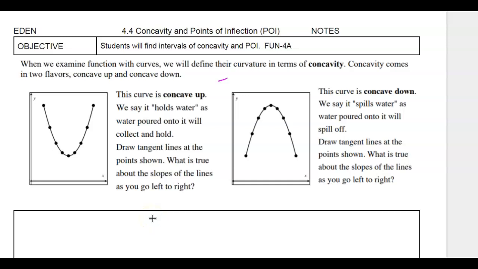Okay, so the last topic of function analysis is concavity and points of inflection. When you look at the curves, we've got two different types. We've got one that looks like an up parabola and then a down parabola. We refer to curvature as concavity, okay? There are two types. One is concave up. You think of it as holding water.